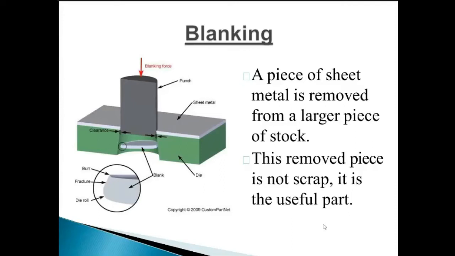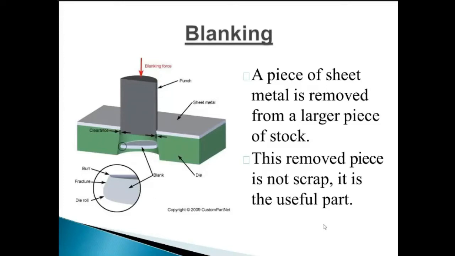is the blanking. A piece of sheet metal is removed from the larger piece of stock, and the removed piece is not the scrap, it is called the useful part. So that is called the blanking process. We have already learned blanking and punching in the previous session. Let us just recap the blanking.